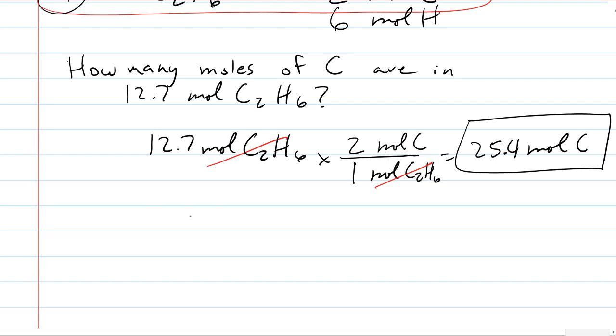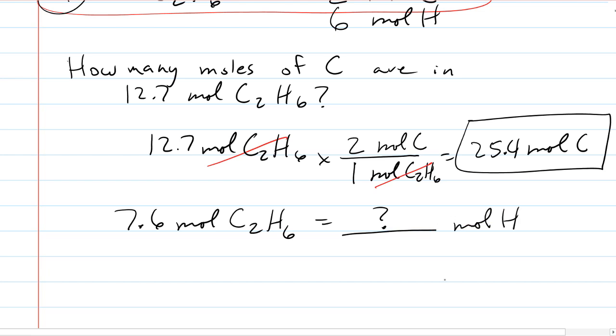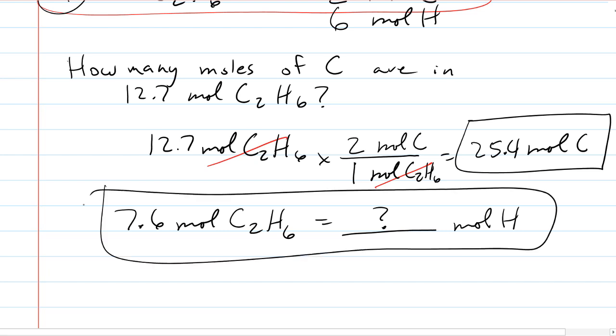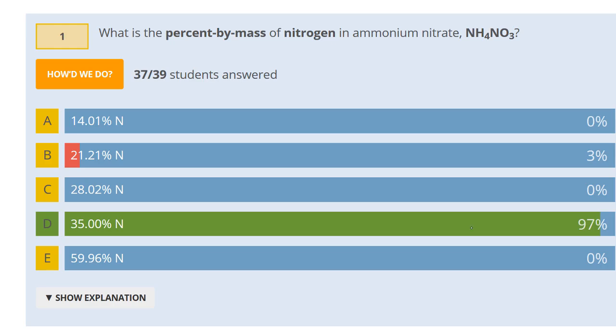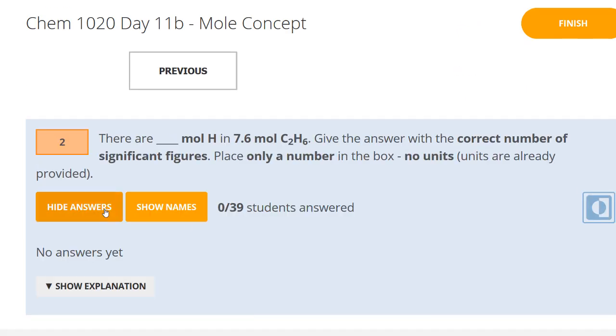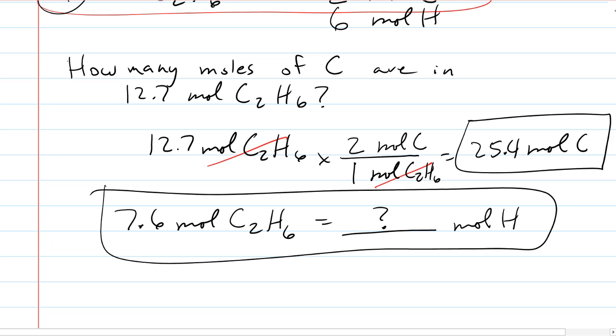So now you try this. Let's take 7.6 moles of C2H6. And we'd like to know how many moles of hydrogen are in the 7.6 moles of C2H6. And once you get that result, you'll pop it into the Socrative app. How many moles of hydrogen are in 7.6 moles of C2H6?